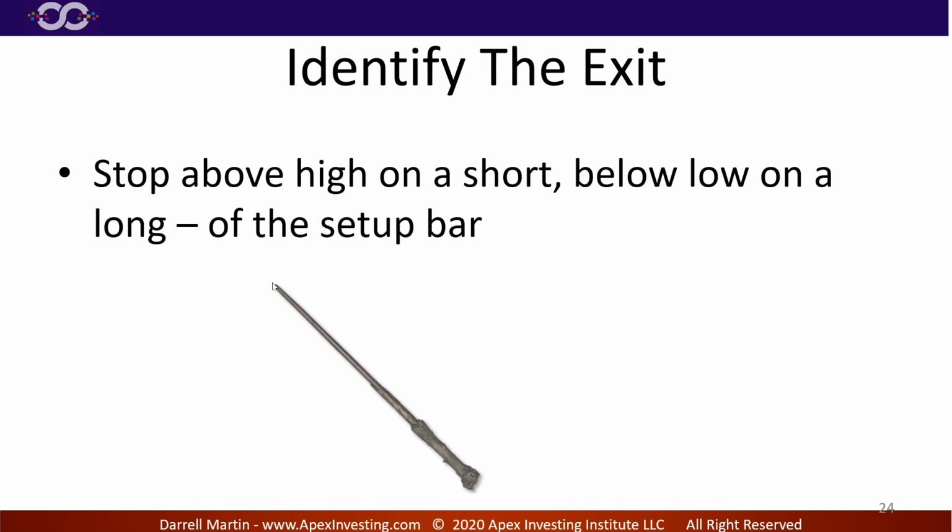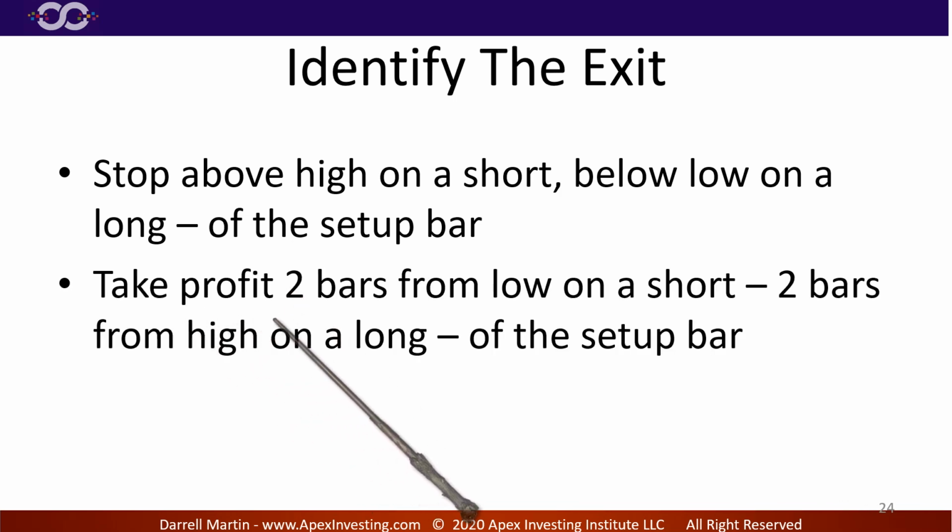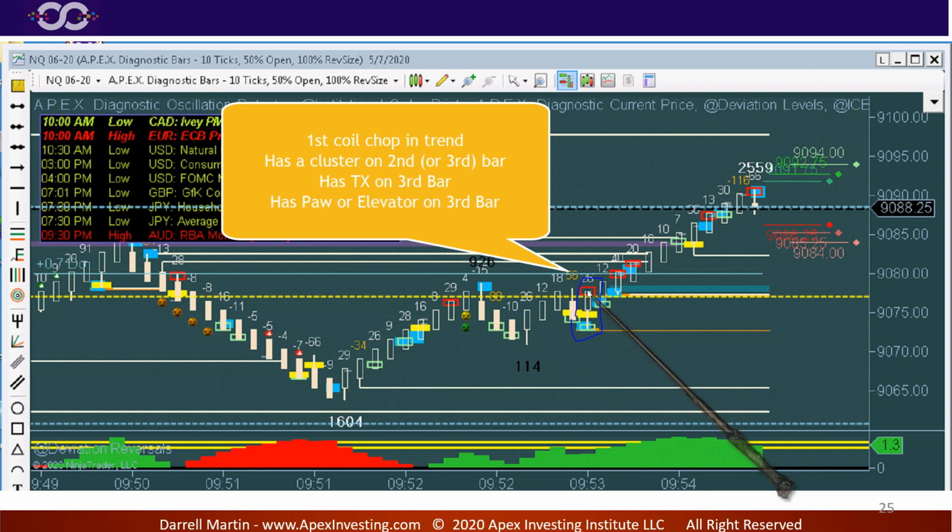So now let's talk about the exit. The stop is going to be above the high on a short or below the low on a long of the setup bar. Take profit 2 bars from the low on a short or 2 bars from the high on a long of the setup bar. Okay? So, looking at the examples. We got our entry here. We got our stop, a tick below the low. And our initial take profit is 2 bars higher.